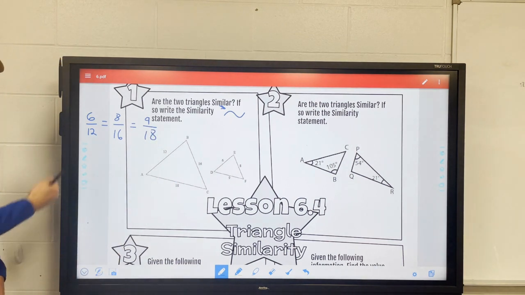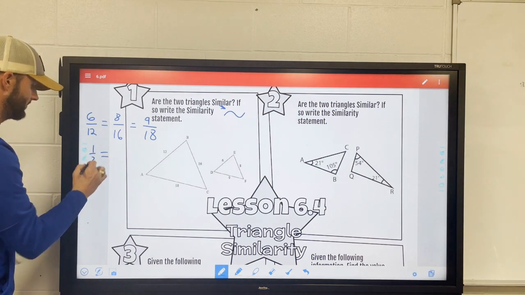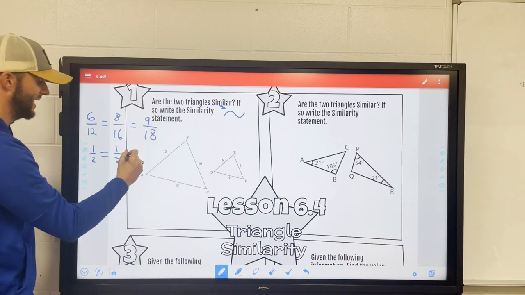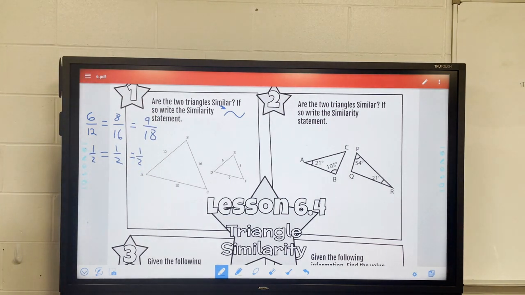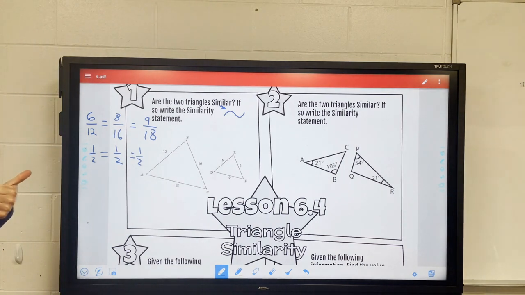So if I look, 6 is half of 12, so 1 half. 8 is half of 16, so 1 half. And 9 is half of 18. So since all three of those fractions are equal, meaning they're all proportional, that means that these two triangles are indeed similar to each other, okay?